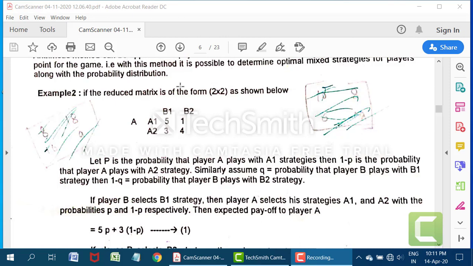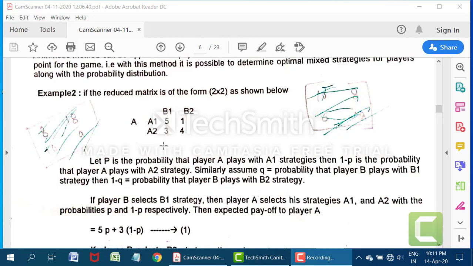Now if B is going to play the B1 strategy, this one, then A's gains will be like this. For this combination, 5, for this combination, 3. Assume that B is constant with B1.